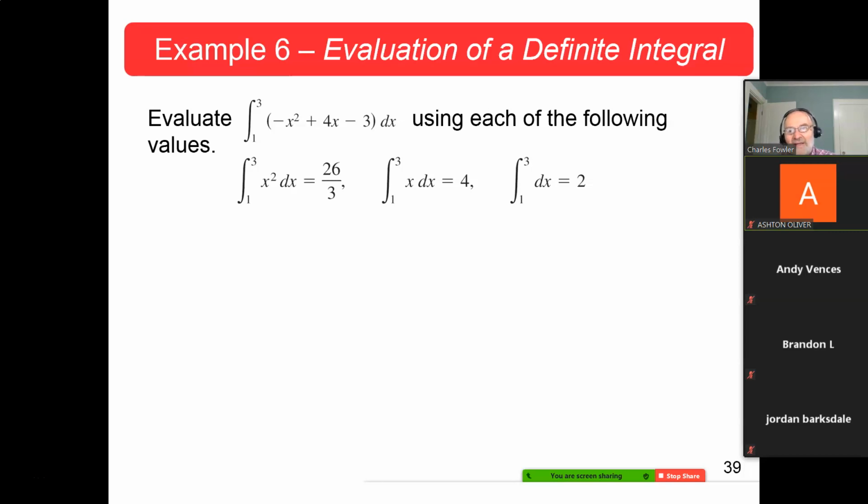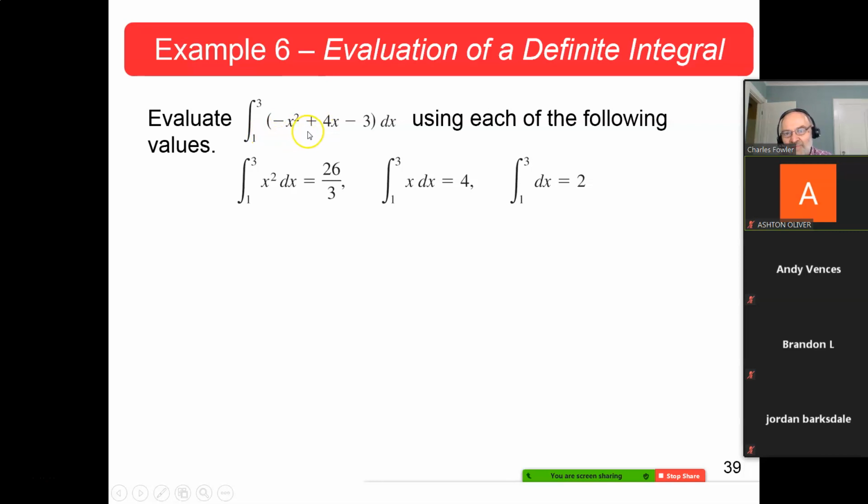Well, no, they haven't. Here is the problem. The integral from 1 to 3 of minus x squared plus 4x minus 3 dx. Guess what? This is an integrable function, whether you know it or not. Now, they tell you what the integral of the first one, x squared, is: 26/3. We don't know anything else, but we know that.